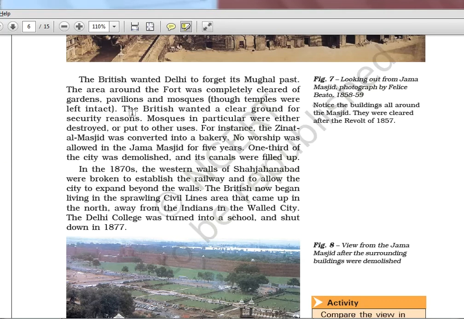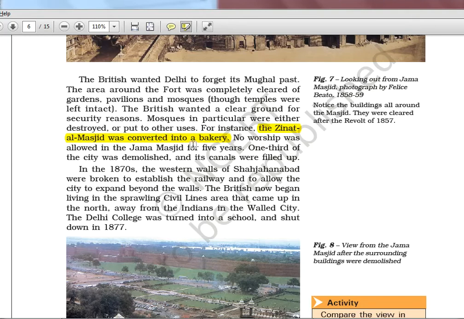The British wanted to clear ground for security reasons. Mosques in particular were either destroyed or put to other uses. For instance, the Zinat al Masjid was converted into a bakery. So that much harsh things they used to do.